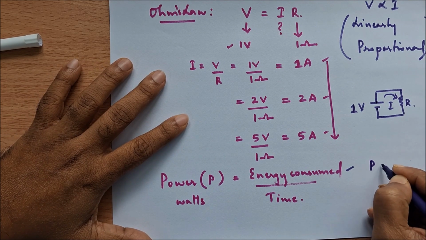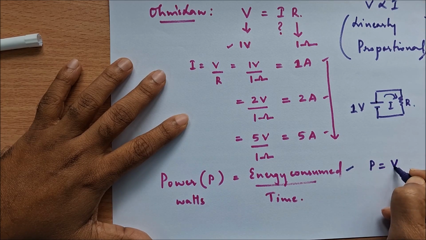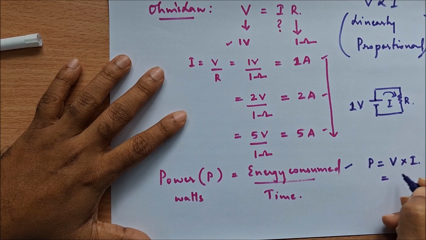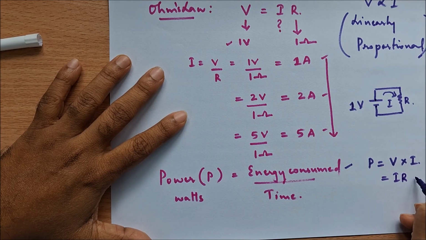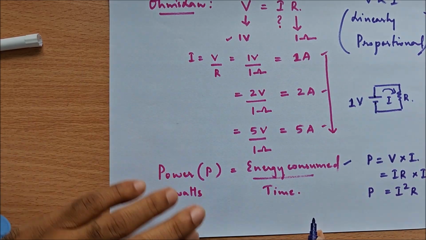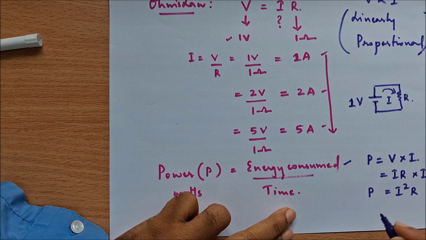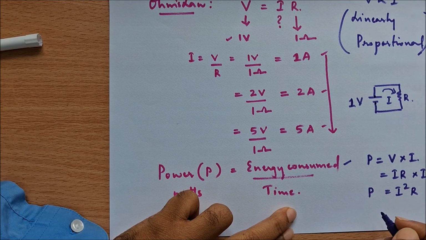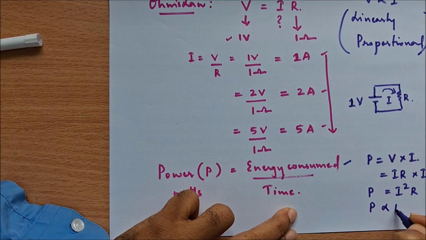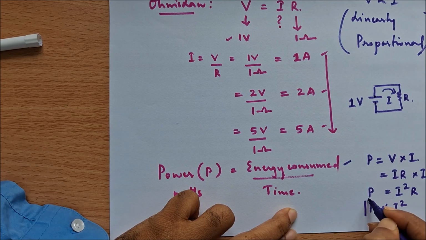Okay, so in that case, how can we define the power? Well, power is nothing but voltage multiplied by the current. So this is V into I. Well, V is nothing but IR multiplied by I. So we can say that it is I square R. So power is directly proportional to the square of the current that is flowing. We can write it as P is directly proportional to the square of the current.